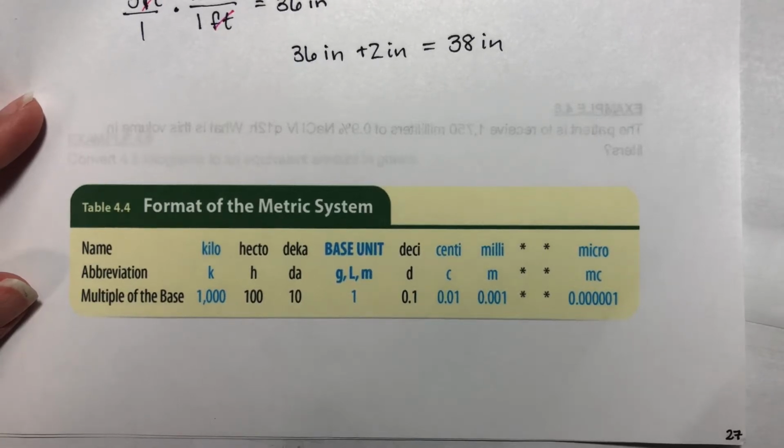Just part 2 of chapter 4. In part 1, we dealt with standard units or customary units, the ones that everybody else has abandoned. And now we're going to talk about the metric system.